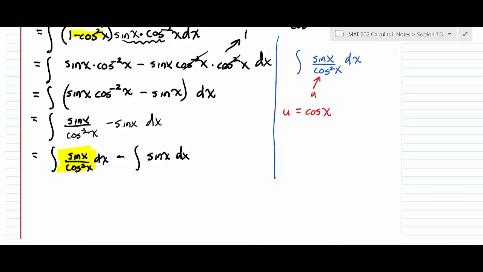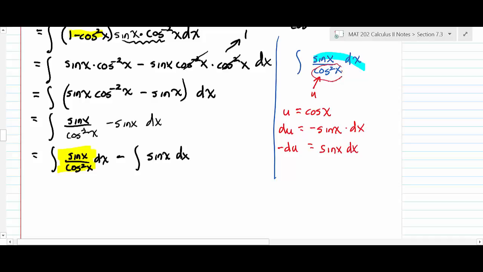Okay? And then you would like for du to be sine of x or something close. So du is going to give negative sine x times dx like that. So you can just divide both sides by a negative and rewrite that as negative du is sine x dx. So that means this is going to be u, and then this numerator is going to be negative du like that. Okay, so that's a pretty straightforward U substitution that we should be able to do.